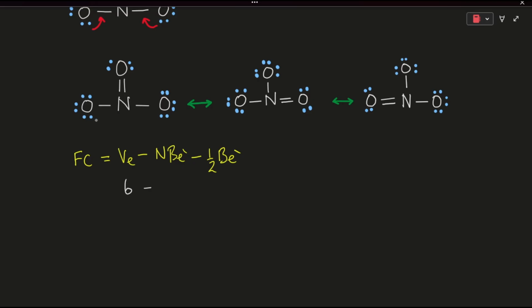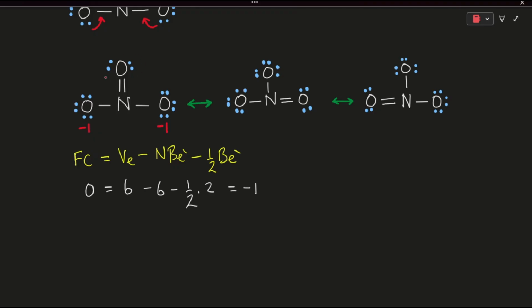The number of non-bonding electrons is 6. Then minus half the bonding electrons, which are 2 over here. So the formal charge on this oxygen atom is -1. It is the same arrangement for this oxygen atom, and so this oxygen atom is also going to have a formal charge of -1.